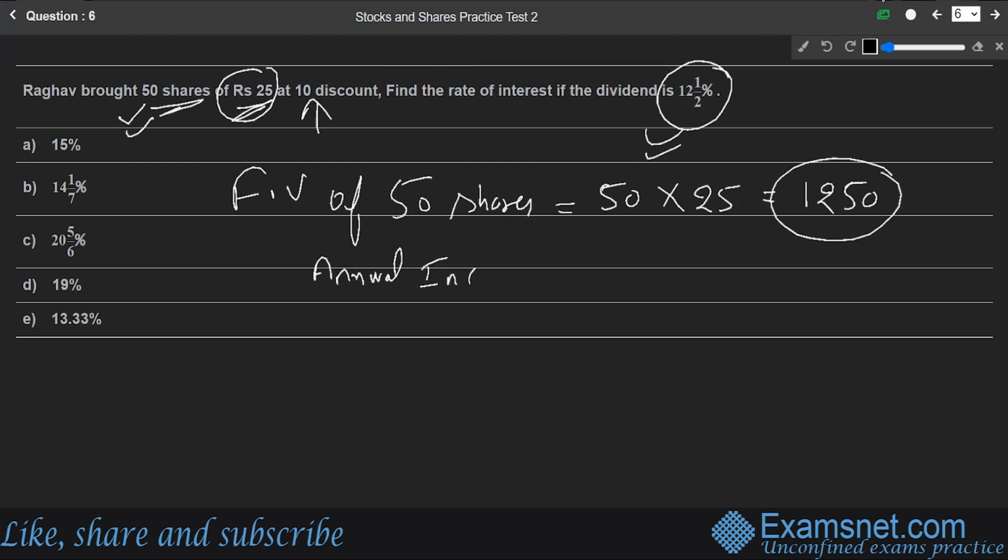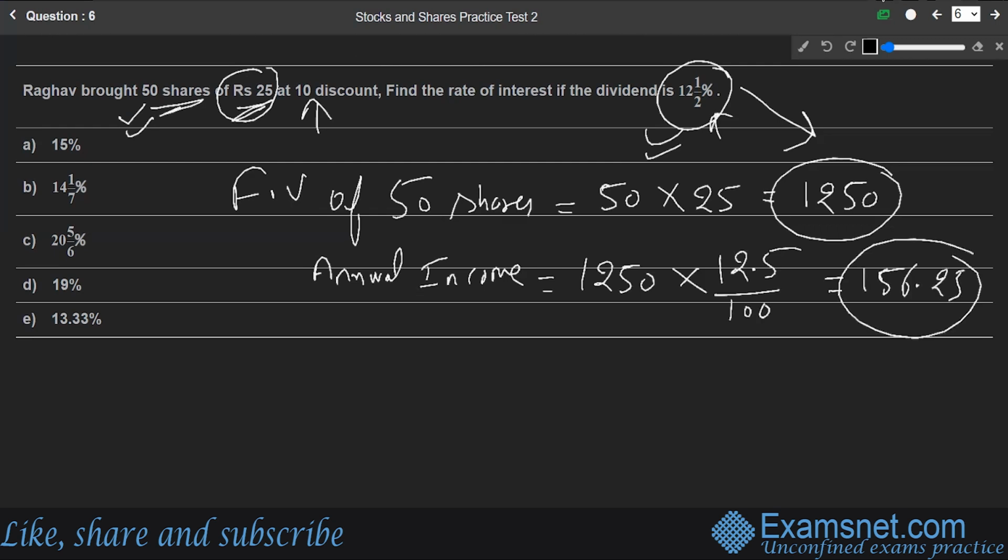Let us find out the annual income. So he's saying the dividend percentage is 12.5%. So dividend is 12.5. So the annual income will be 12.5% of the investment or the face value. Okay, income is always derived from the face value. So that will be nothing but 12.5% of 1250. That is nothing but 1250 into 12.5 divided by 100. If you solve this, it comes out to be 156.25. So this is the total income.